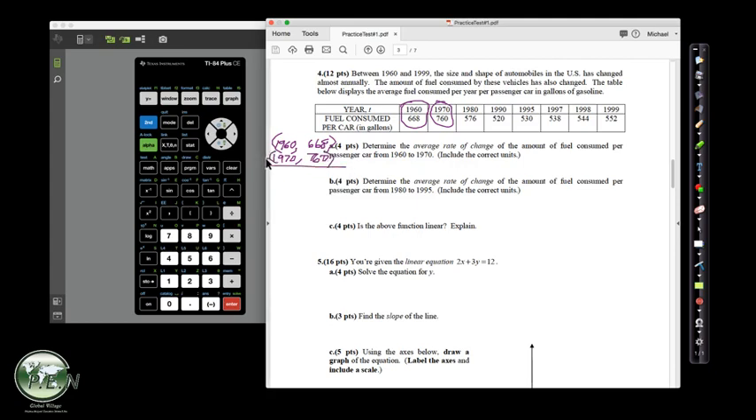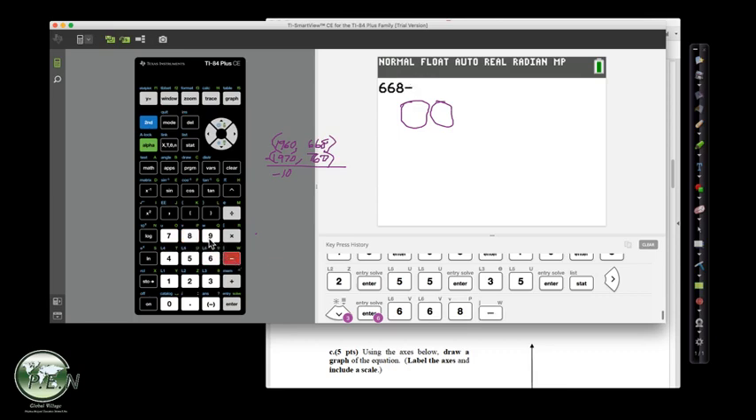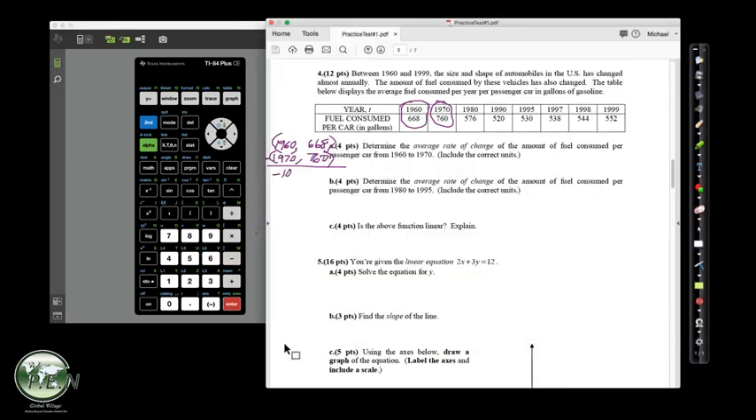So we subtract the bottom from the top. 1960 minus 1970 is negative 10 years. And 668 minus 760 is going to be negative 92. Let's verify that with the calculator. Sometimes I do it backwards. 668 minus 760, 92. Okay, so we're back here. Negative 92.